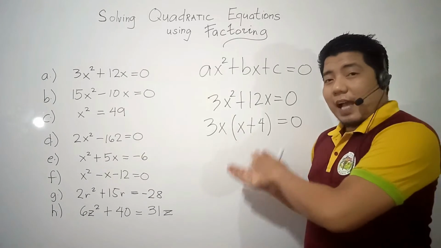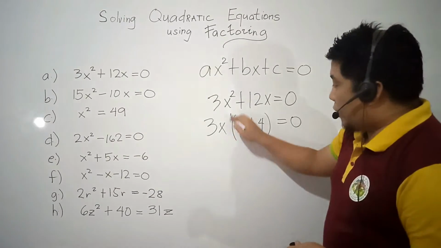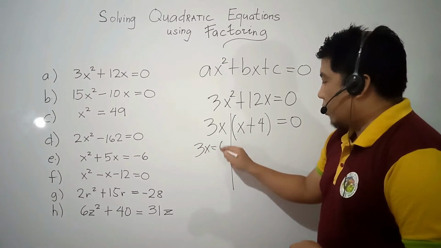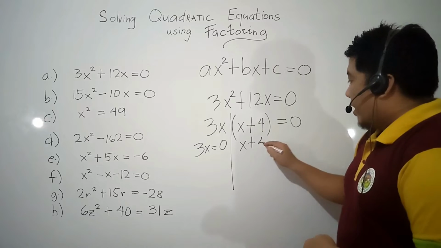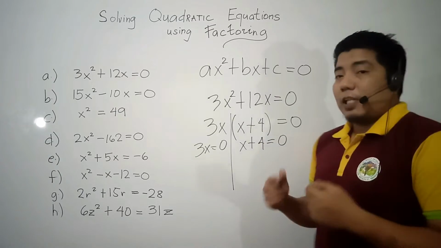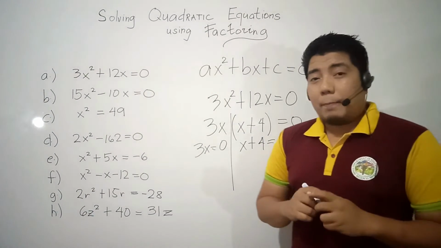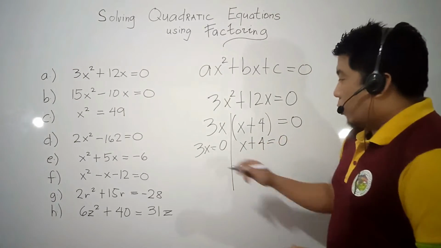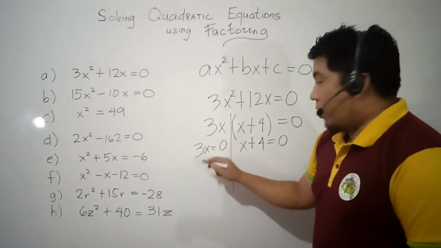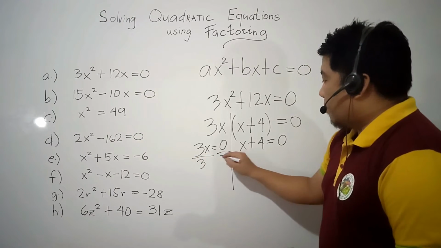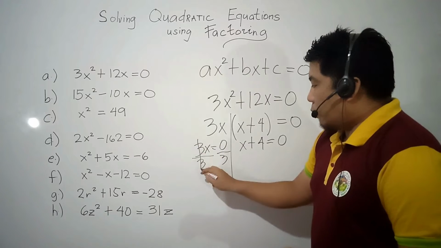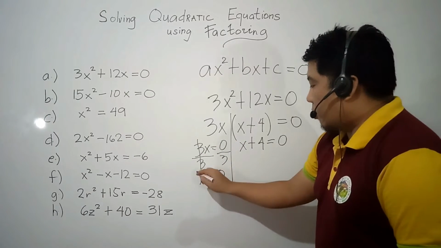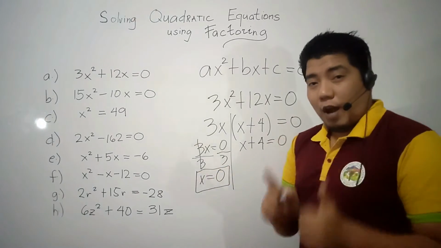Now, if you are in this kind of scenario, what you will do is you just separate the two factors and equate them with 0. So that will become 3x equals 0 and x plus 4 equals 0. Now, remember that when solving for x, we need to isolate our x. So, we just need to eliminate 3 here by dividing both sides of the equation by 3. This will be cancelled, and we have x; 0 divided by 3 is 0. And this is the first value for our x.